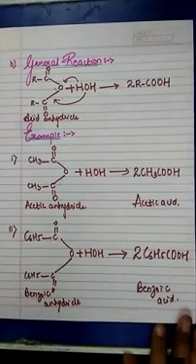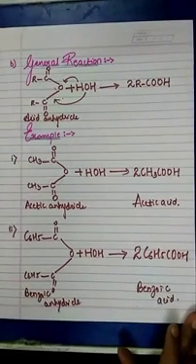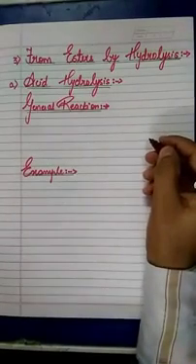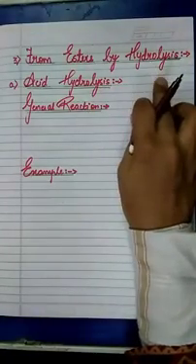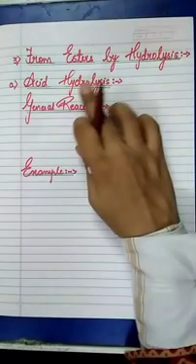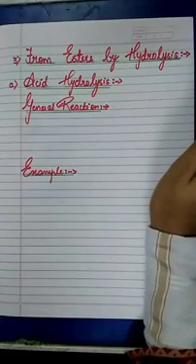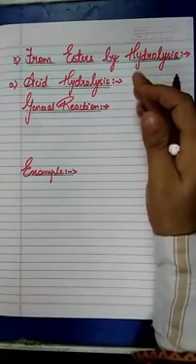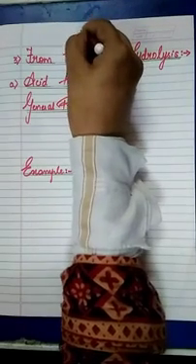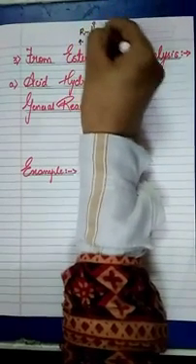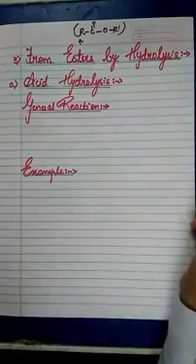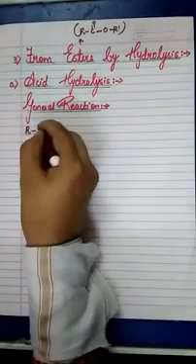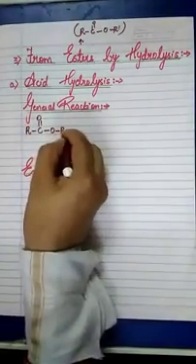So here student, we have completed two methods of preparation of carboxylic acid. The third method of preparation of carboxylic acid is from ester by hydrolysis. Here we are undergoing two kinds of hydrolysis. First one is your acid hydrolysis, second one is your alkaline hydrolysis. Let us first have acid hydrolysis. Here the general formula for ester is R C double bond O, O R dash.